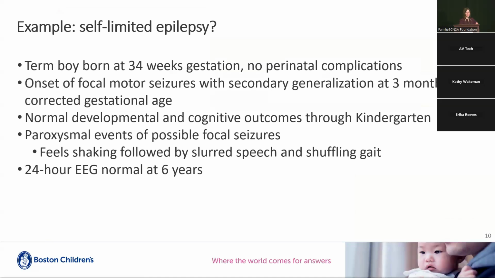So just an example of maybe a self-limited epilepsy: a boy who was born a little bit premature at 34 weeks, no perinatal complications, had onset of focal motor seizures, which, by focal, I mean they start in one part of the brain rather than a deep focus that looks like it's coming from everywhere at once. And secondary generalization, evolving to bilateral stiffening and shaking, at 3 months. He had normal development and cognitive outcomes through kindergarten. He had episodes of possible focal seizures that happened later in life, though, feeling shakiness or slurred speech, shuffling gait. Those hadn't fully been characterized, except that he'd had a normal 24-hour EEG at 6 years, so it's a little to be determined.